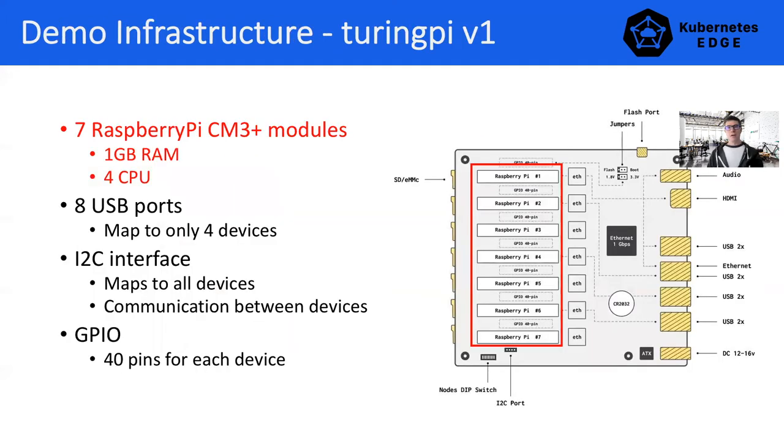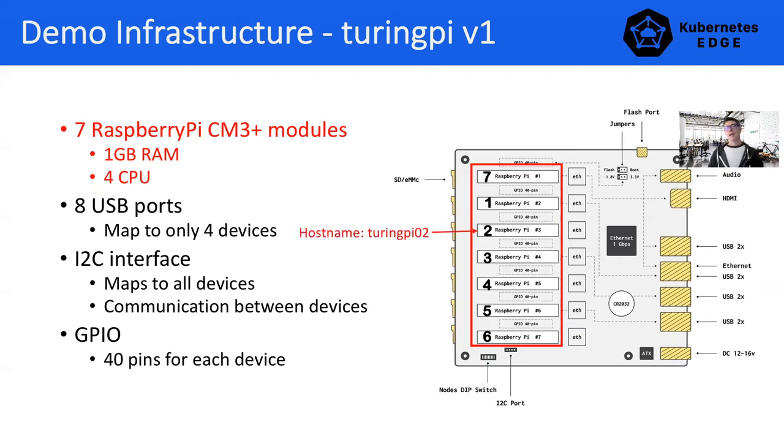I'm going to demonstrate the power of node feature discovery, but first I want to show my cluster architecture for the demo. This is a Turing Pi version 1 board. It has 7 Raspberry Pi compute modules. Each module is a Raspberry Pi CM3 Plus with 1 gig of RAM and 4 CPU per device. On device node 7, I run the master, and the remaining 6 devices are workers.